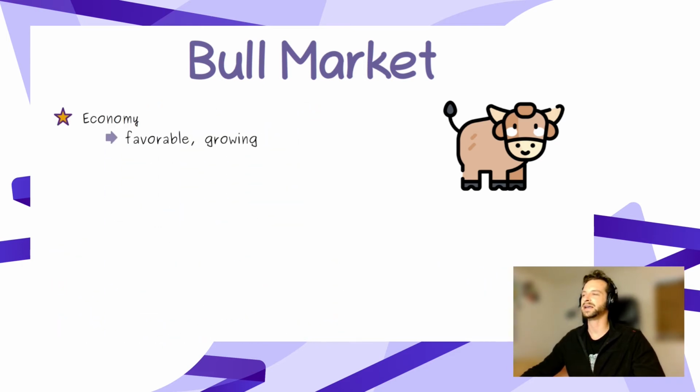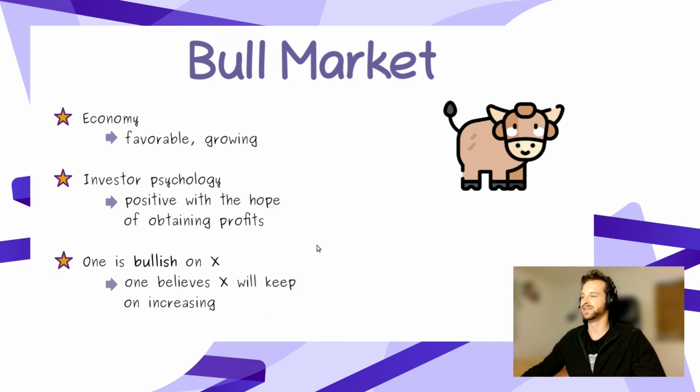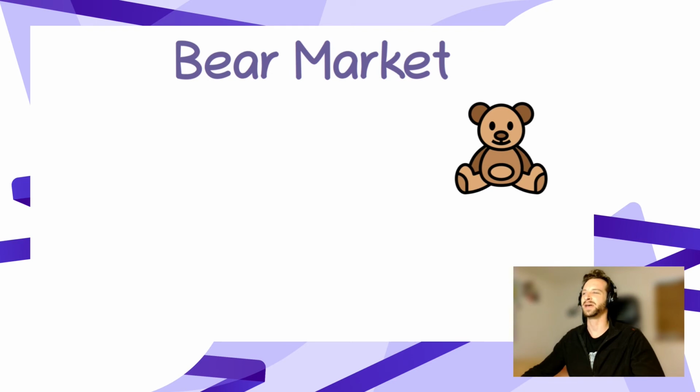The economy behind a bull market is generally favorable and therefore growing, and that's why you have the increase of your asset price. In consequence, the investor psychology is generally positive, where people invest and buy in the hopes of obtaining profits. Typically in the jargon, you might hear that someone is bullish on something. This means that this person believes that this thing will keep on increasing or will start increasing in the near future.